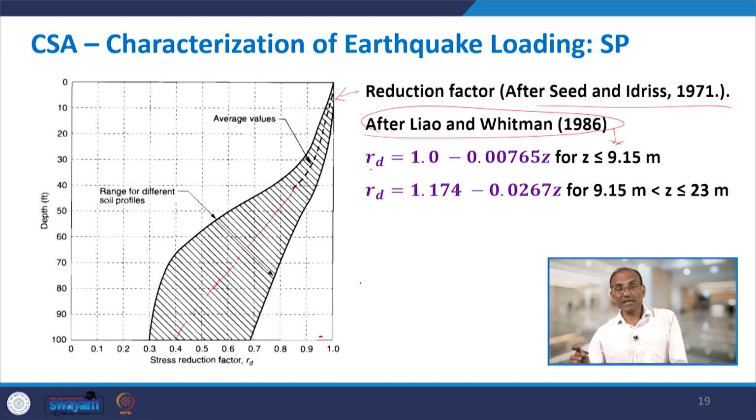If your depth is less than 9.15 meters, then the reduction factor can be found from the first equation, where Z is the depth of the point in meters, not in feet. Similarly, if your depth is more than 9.15 meters but less than 23 meters, then we can use the second equation. If Z is more than 23 meters, you may not require it, because at such depth liquefaction may not occur. These equations are straightforward and can also be programmed in an Excel sheet.